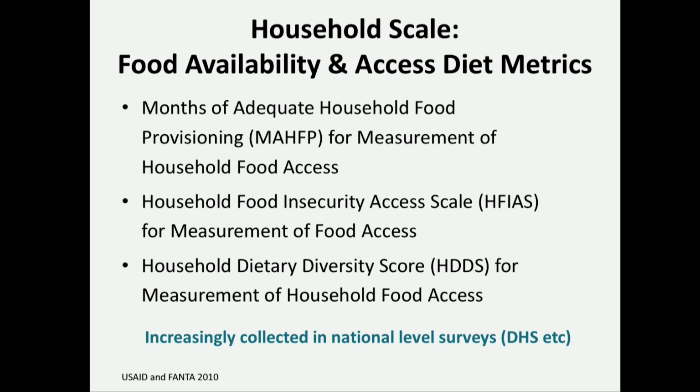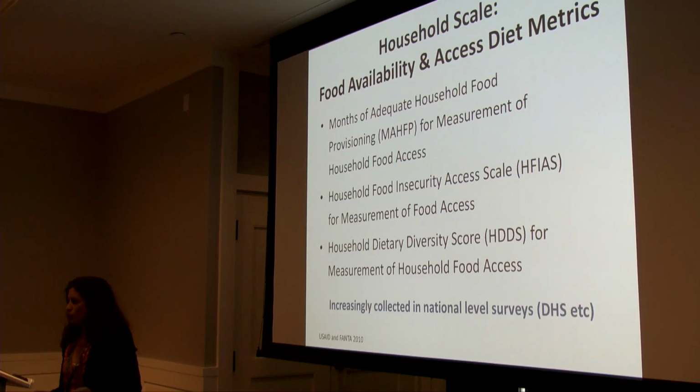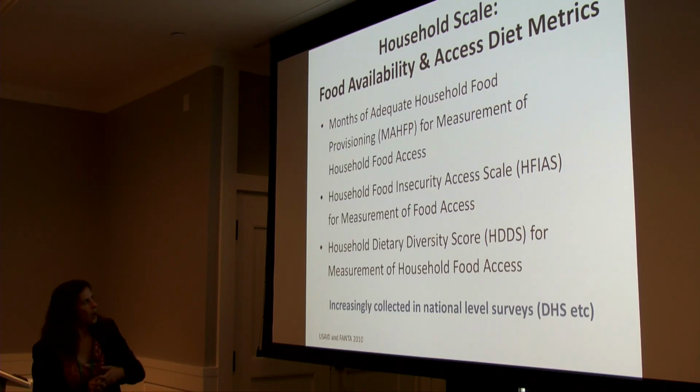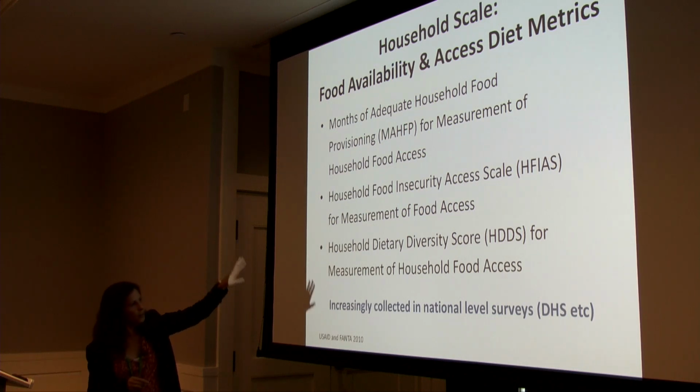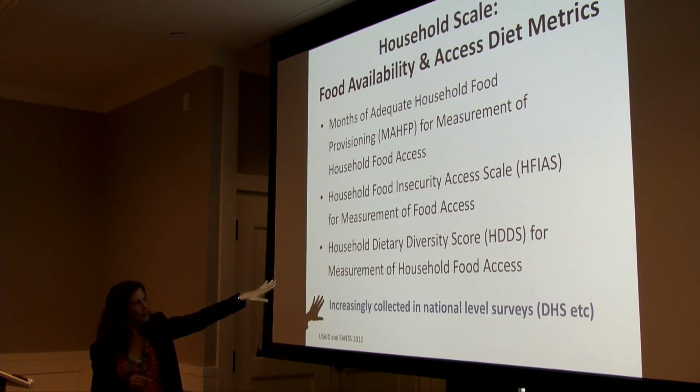Okay, so 3 food security measures that some of you may have seen, really validated by USAID and FANTA, are these 3 indicators: the months of adequate household food provisioning, food insecurity access scale, and dietary diversity score. These have been validated, they've been used a lot. I'll give you examples of the first bullet and the third bullet.